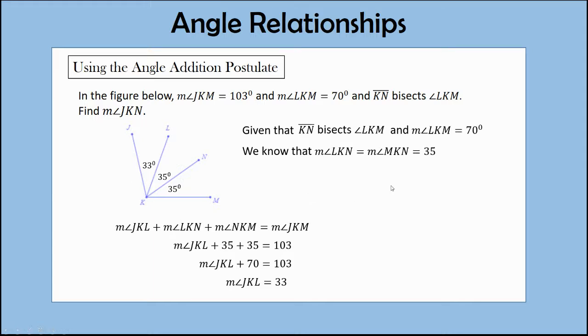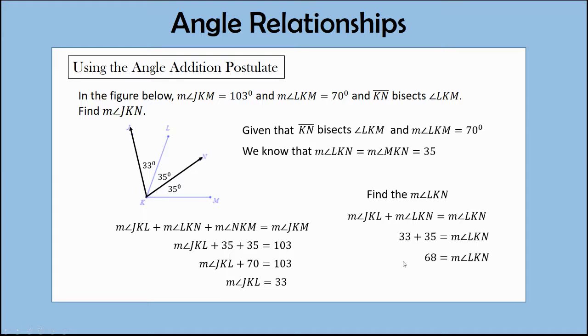Okay, so to answer the question, find JKN, which is this angle. I kind of highlighted it in black. I want to find that angle. Well, I know that JKN is equal to these two added together. That's angle addition. And that's going to be 68.